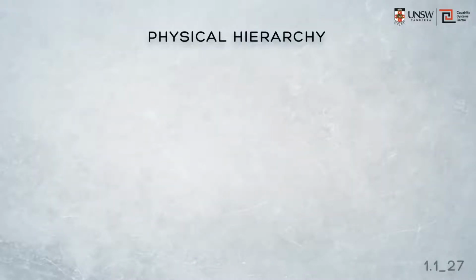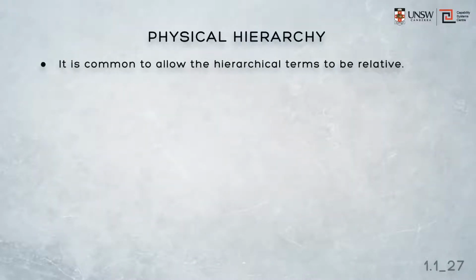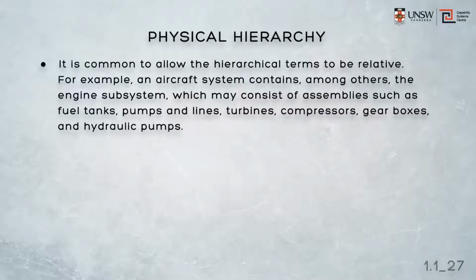The application of these terms to specific situations and different examples also depends very much on the context of the situation and where within the overall project the system is being considered. For example, if we take the highest level of an aircraft system, we could consider that an aircraft contains, amongst other things, an engine subsystem, and that would comprise assemblies such as fuel tanks, pumps and lines, turbines, compressors, gearbox and hydraulic pumps, and so on.